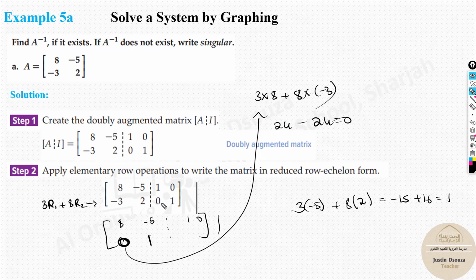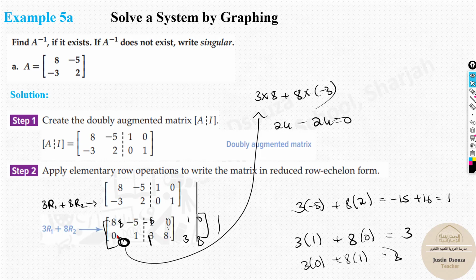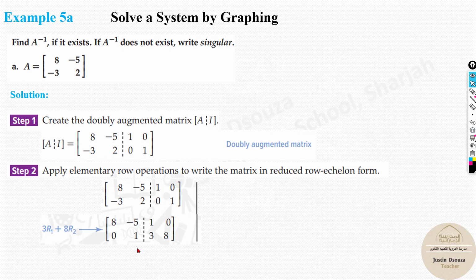Now then, what else do you want to do? These two also need to be transformed. What is the above one? It is 3 times 1 plus 8 times 0. What is the answer? It will be 3. That's 3 here. And lastly over here, 3 times 0 plus 8 times 1. That is 8. That's it. So that is how we transform. Let's look into the answer. It will be 0, 1, 3, 8. I hope that is clear. This is the transformation we used.